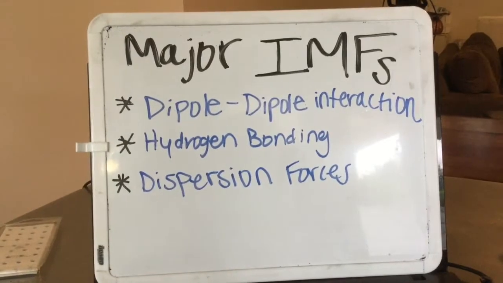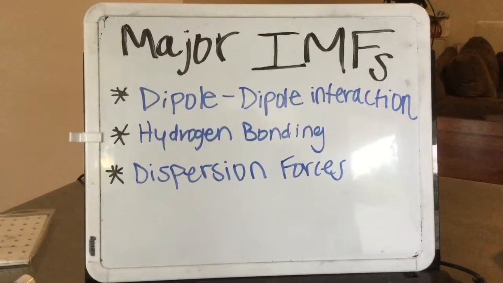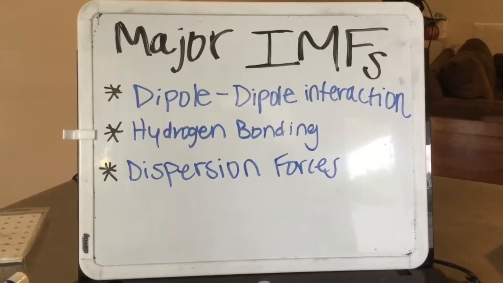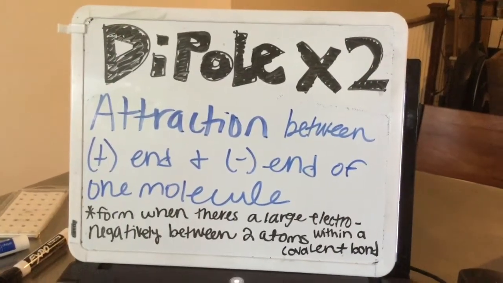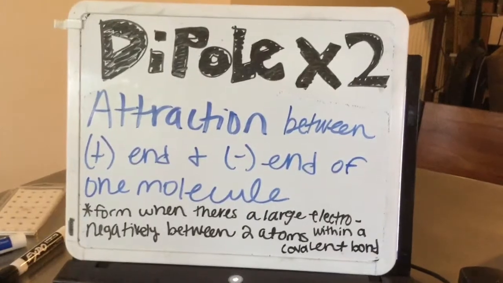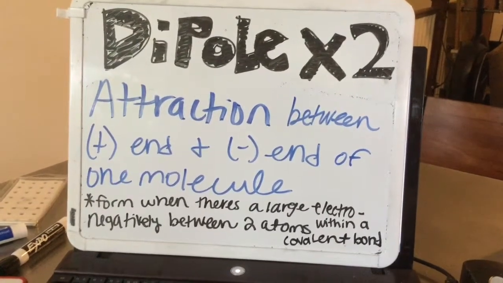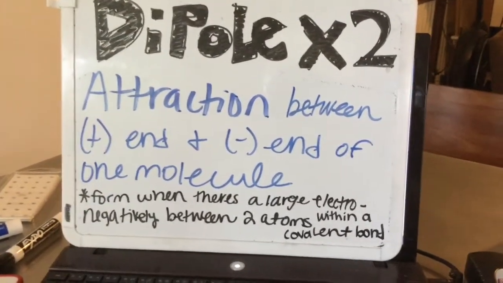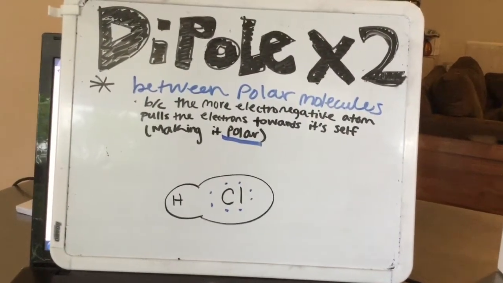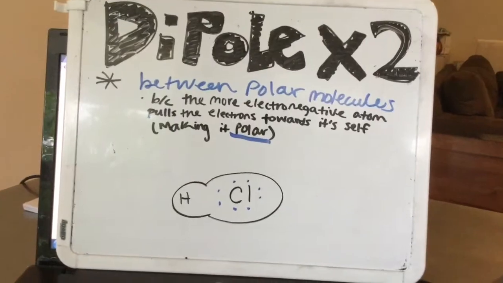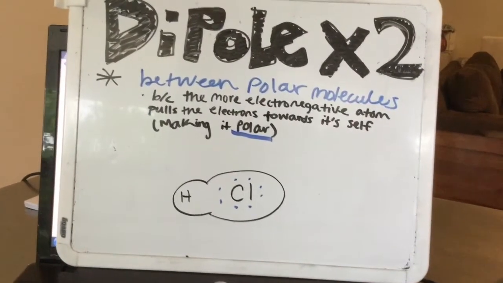Moving on to the three major IMFs, we have the dipole-dipole interaction, hydrogen bonding, and dispersion forces. Dipole-dipole is the attraction between the positive end and the negative end of one molecule, and it forms when there's a large difference in electronegativity between the two atoms with a covalent bond. Dipole-dipole is between polar molecules, and this is because the more electronegative atom pulls the electrons towards itself, making it polar.